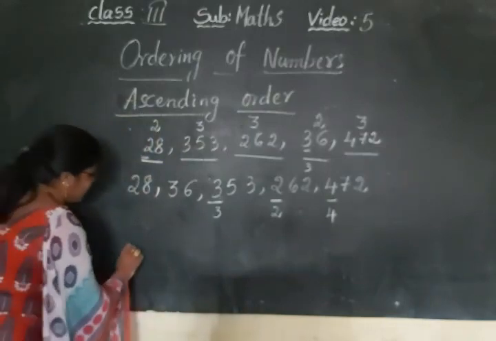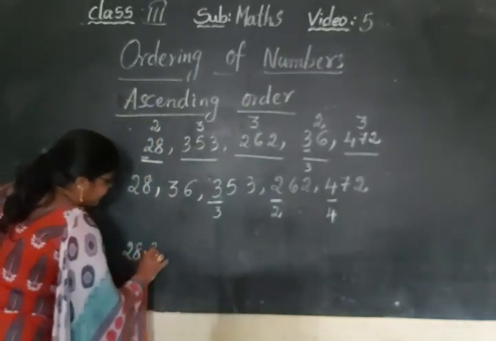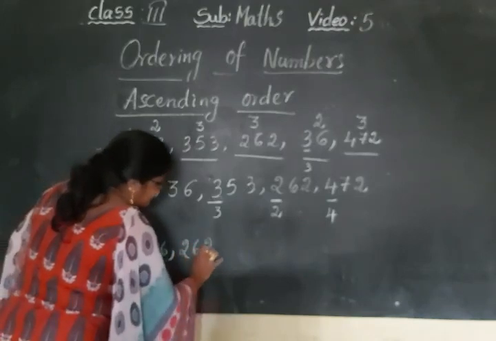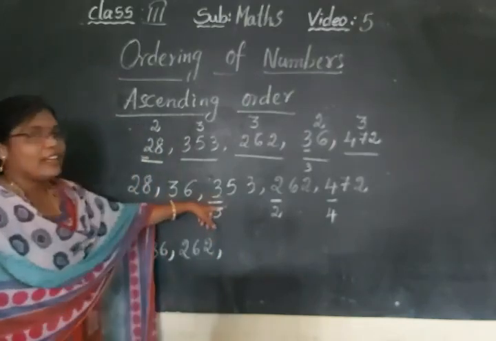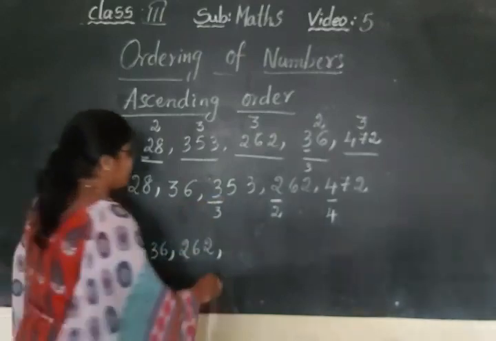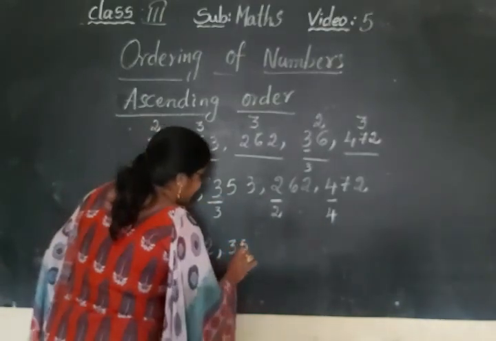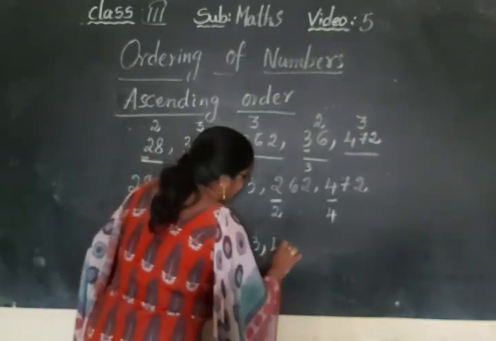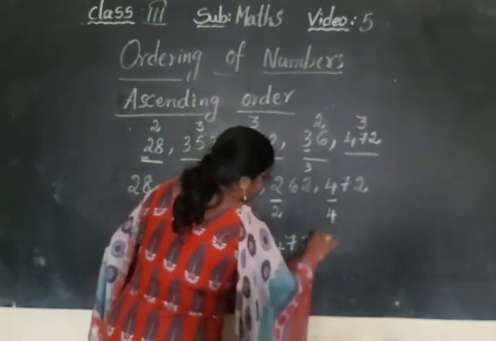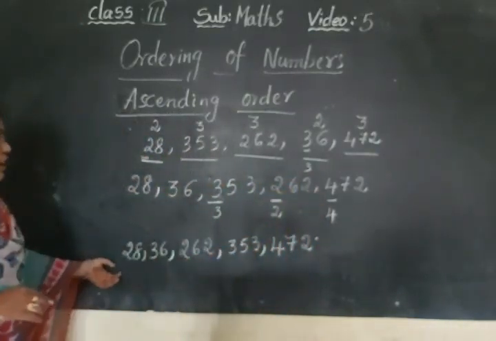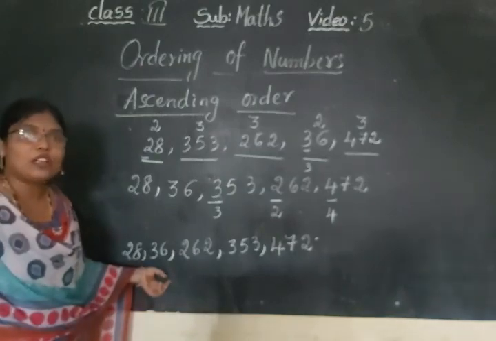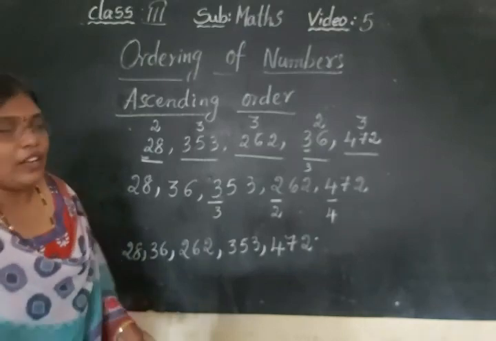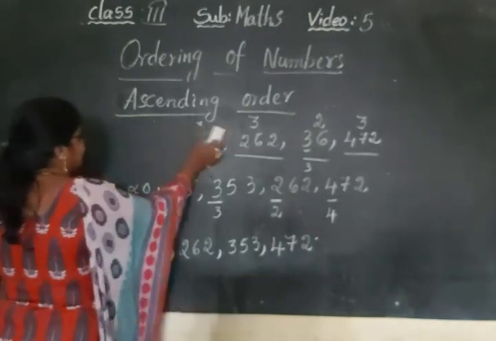So you have to place after 36 this 262, and next it is 353 as 3 is the smallest digit, and at last 472. So children, do you understand how to write the numbers in ascending order? Let's try for another example.